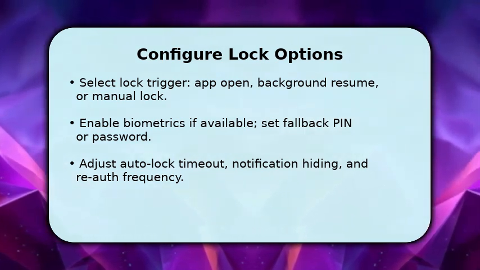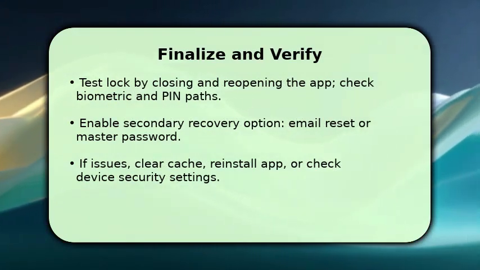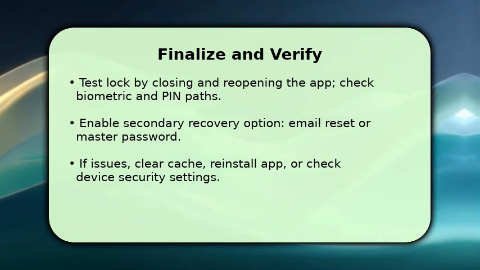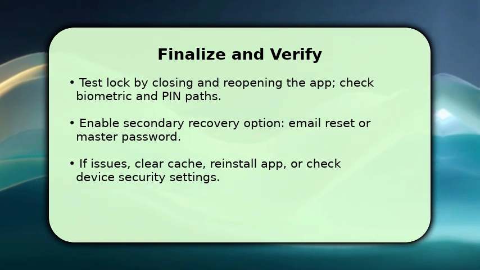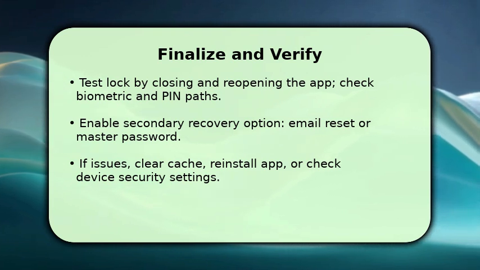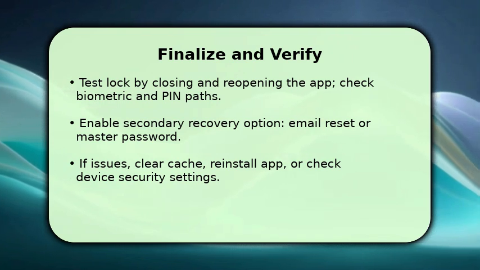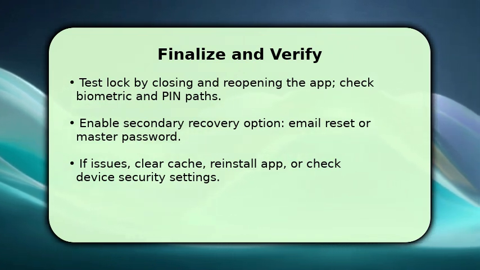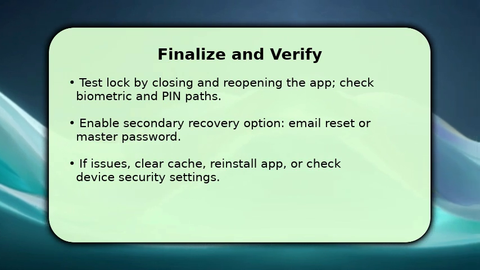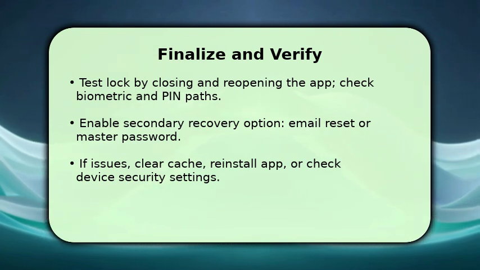Finish by verifying the lock actually works. Close the app and reopen it to confirm both biometric unlock and PIN fallback function. If you set background lock, switch apps and return to test resume behavior. Also enable a recovery method like email reset or a master password so you never lose access. If the lock fails, try clearing cache or reinstalling the app and make sure device-level security, screen lock, isn't conflicting. That troubleshooting step resolves most problems quickly.